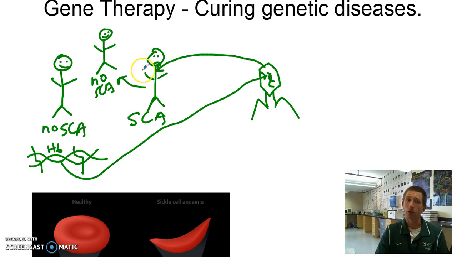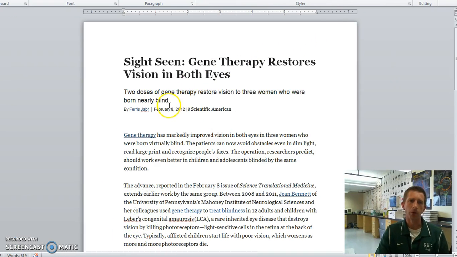So this is actually in clinical trials right now. So let me show you two articles. And you can look this up. I'm not going to spend time going through all the ins and outs, but researchers, medical doctors are using gene therapy to cure blindness, which is really, really cool. February 8th, 2012, Scientific American.